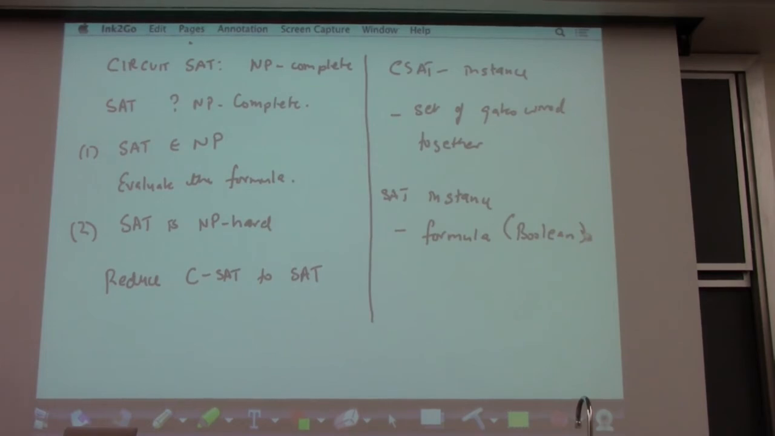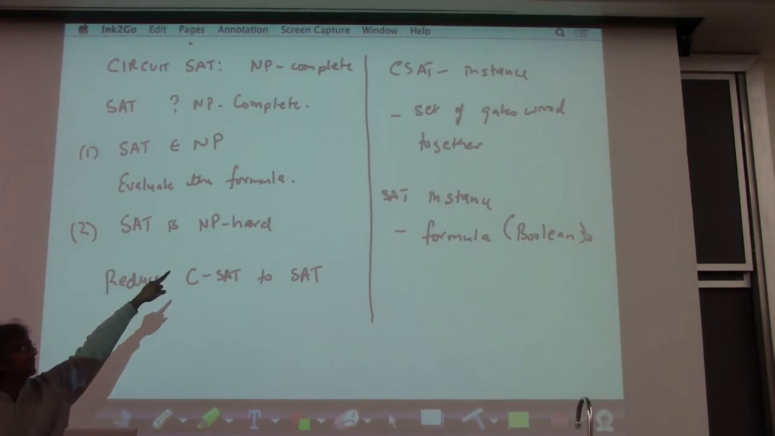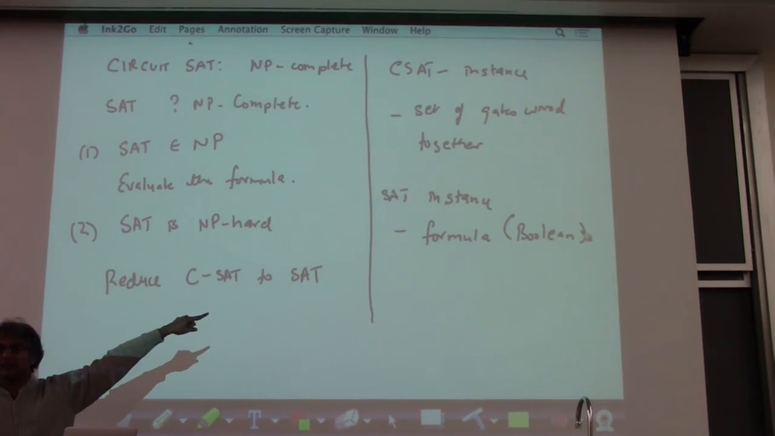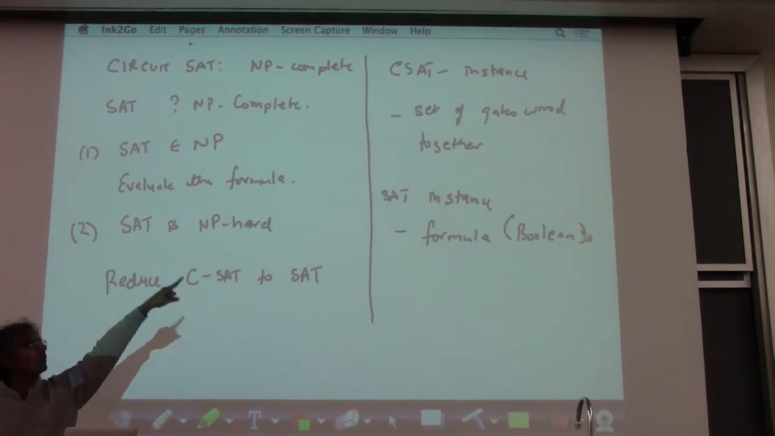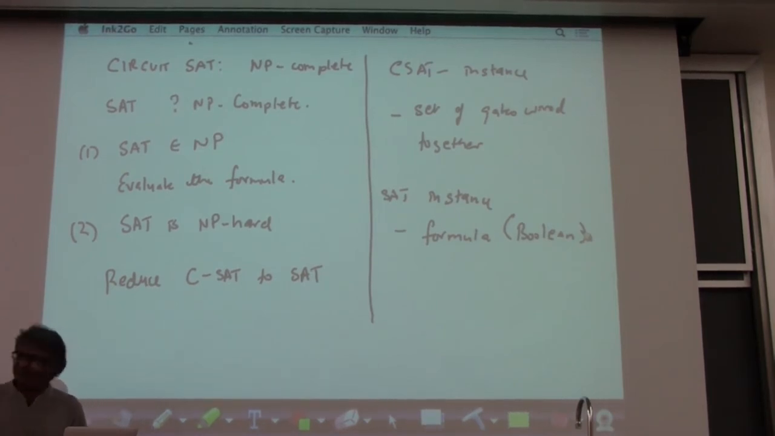The first step in our reduction, again, think of this as if you're writing code. I want to write code to solve circuit sat. I have a subroutine that solves sat. So what do I need to do? I need to take my input and get it into a form that I can plug into the subroutine, right? How do I take that input, a set of gates wired together, and convert it into a formula that I can plug into my sat subroutine? What do I do? So let's take a simple example.